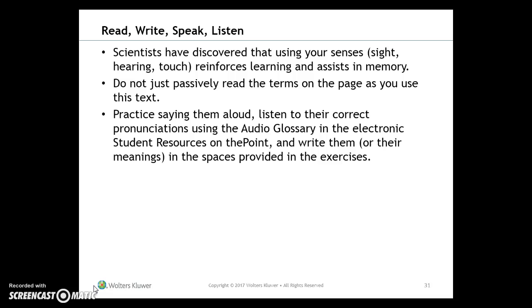And that's really why I make the live lectures, is some people, even though it's an online course, do much better when they listen. You can listen to these live lectures when you're working out, when you're in the car, on your phone, however you want, but reinforcing learning assists your memory. So don't just passively read the terms on the pages. Listen to the live lectures, practicing the words out loud. Listen to me say them.